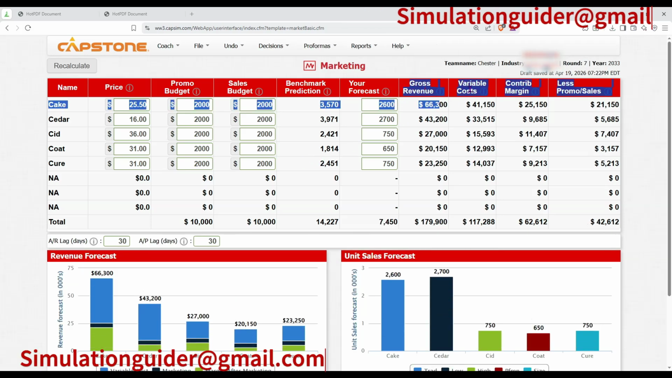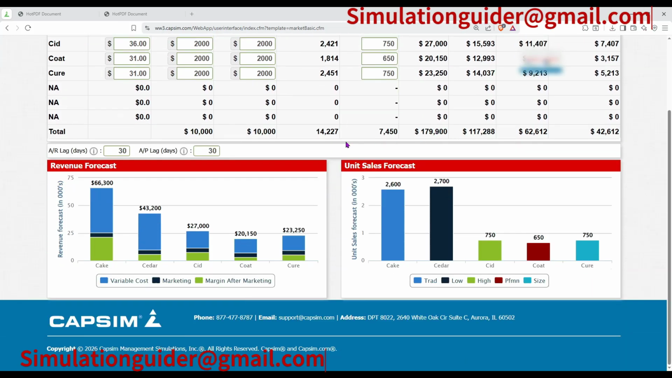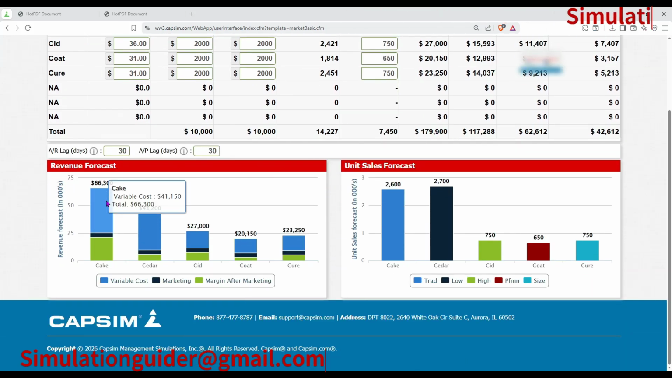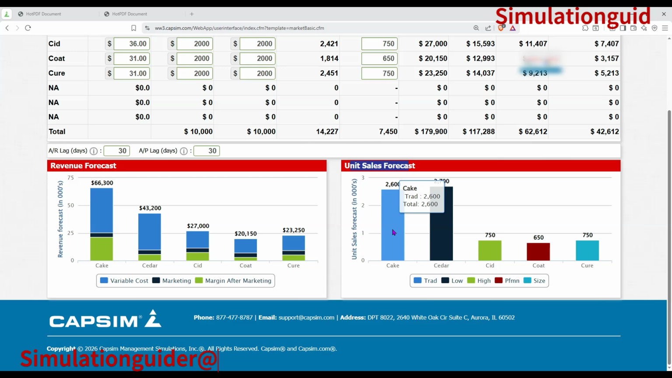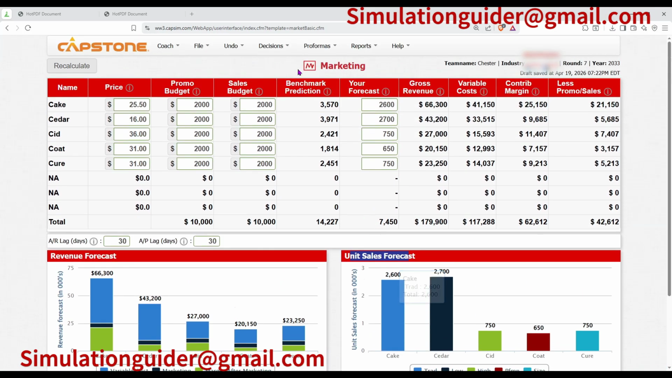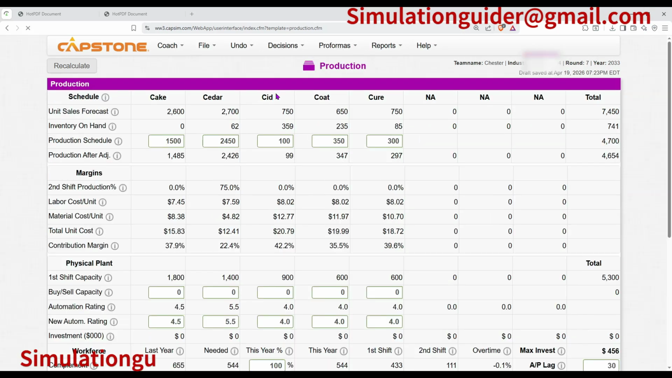After being done with that, you can see you have changes after recalculating on the gross revenue, the variable cost, contribution margin, the less promo and sales. We have talked about this in each and every video that we've been doing. Under the revenue forecast, this is a graph showing you the revenue that each and every product is generating in the company. And the unit sales forecast is just the forecast that you have given each and every product of yours. After that, we can now go to the next department, which is production.